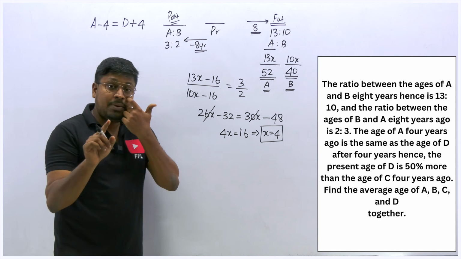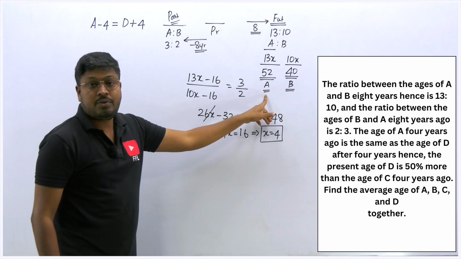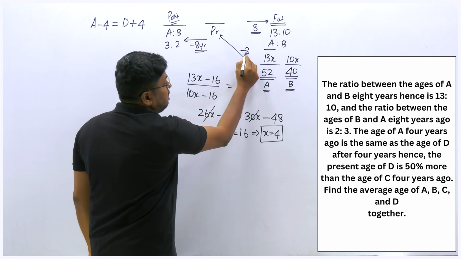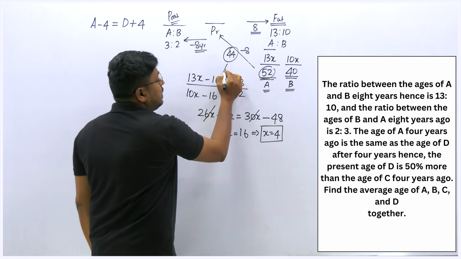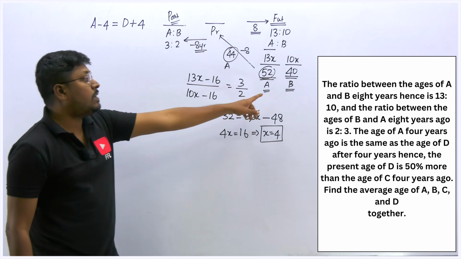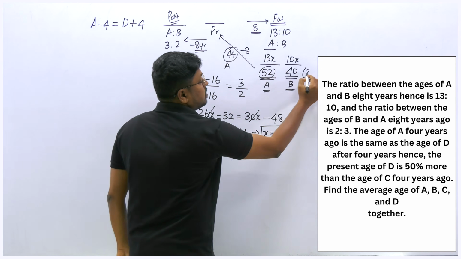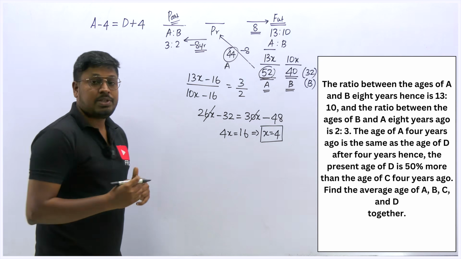So now listen to one point carefully. Here A's age is 52. Actually we have to bring the age to the present. That means you have to subtract 8. If you subtract 8 from 52, the resultant will be 44. So 44 will be the age of person A. Similarly, what is the age of person B? You have to subtract 8, the resultant will be 32. So 32 will be the present age of person B.